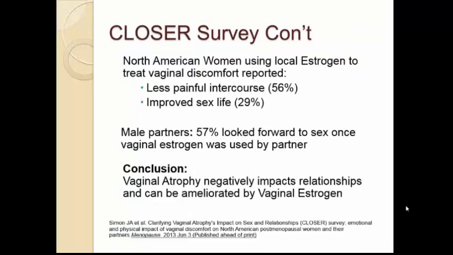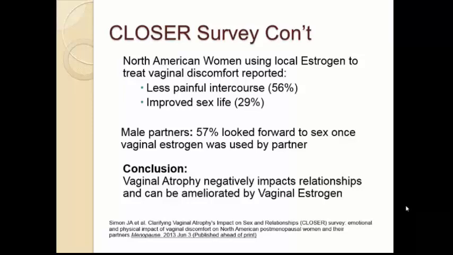Continuing with the Closer survey, North American women using local estrogen to treat vaginal discomfort reported less painful intercourse 56% of the time and an improved sex life 29% of the time. Male partners reported 57% of times, but now looking forward to having intercourse once vaginal estrogen was used by their partner. That's a big and important change.